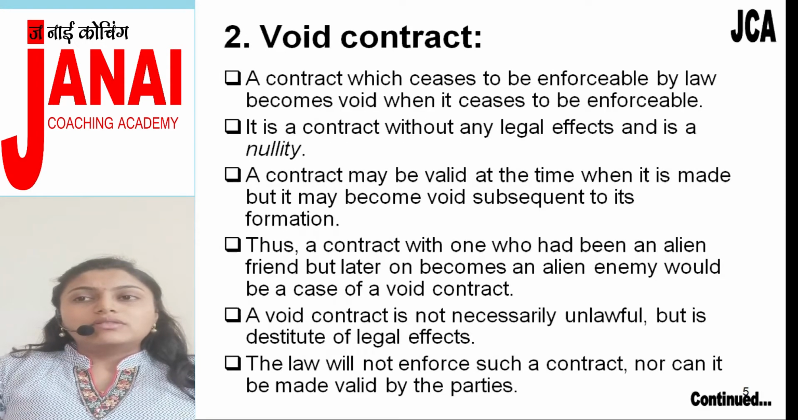Next is void contract. A contract which ceases to be enforceable by law becomes a void contract when it ceases to be enforceable. Yes, firstly, there is a valid contract. If some of the essential elements are missing later, then the contract becomes unenforceable at law and then it becomes a void contract. A contract without legal effects will be a nullity. So, at the time of making the contract, if it is a valid contract and later on certain defect arises or certain unenforceability arises, then the contract becomes a void contract.